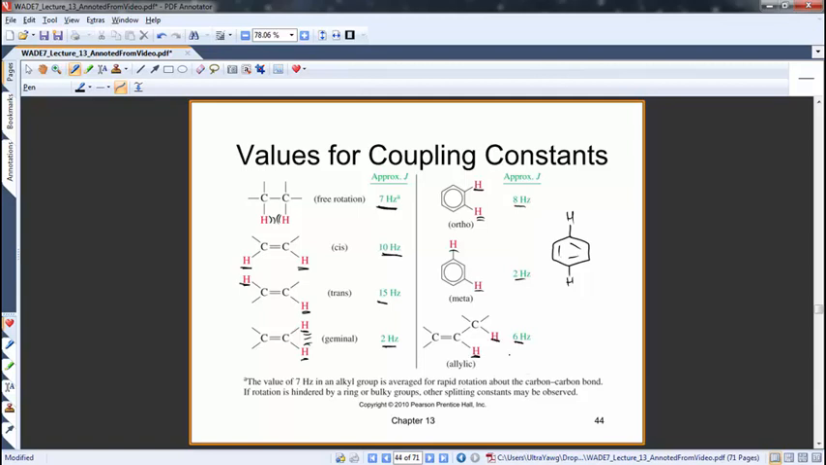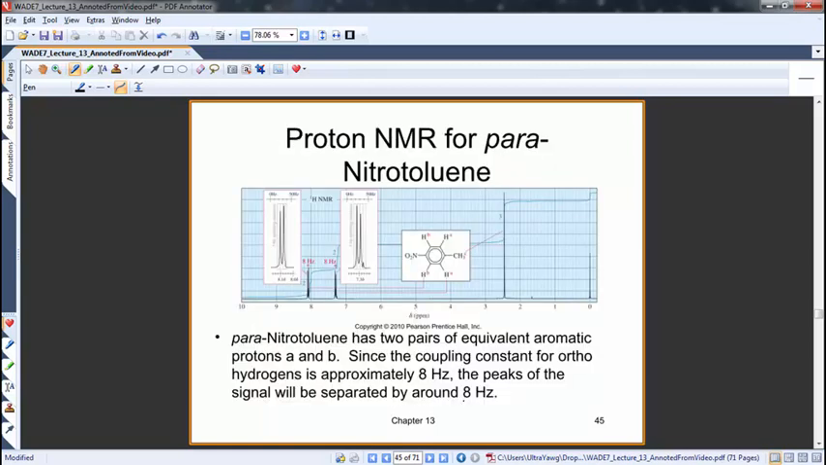Right, you can look up the value and say, what is the relationship between this one and that one? Oh, it's 6 hertz, so I divide it by my spectrometer frequency, and I can get the delta shift I expect to see. Right, so let's look at this one, para-nitrotoluene. So here's our example right here. How many signals should we expect to see?